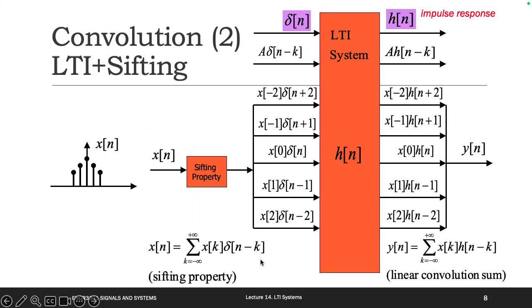Because of this shifting property, the xn can be represented using this equation. Using this equation, am I right? And then you can separate it. Because when separated, it goes through the LTI system, and you can add them together after the output.